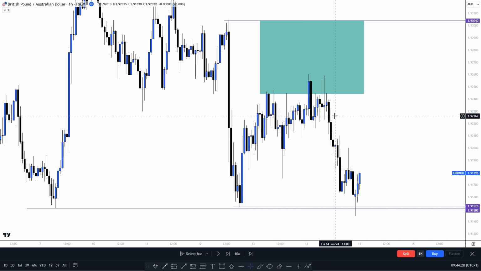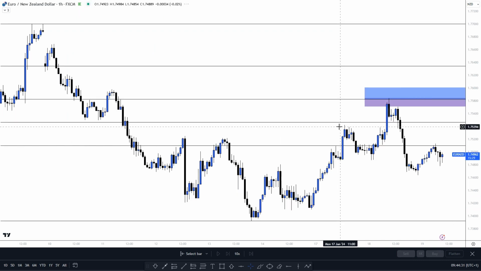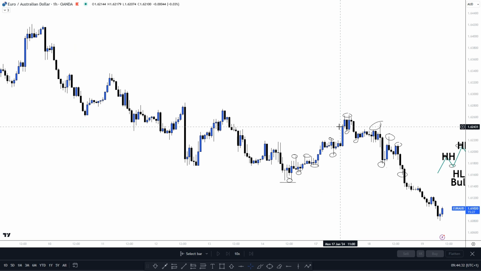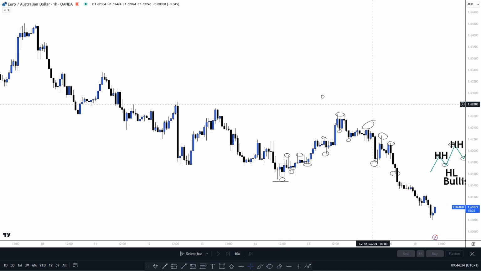So that is basically how I would personally look at the markets and go off market structure.